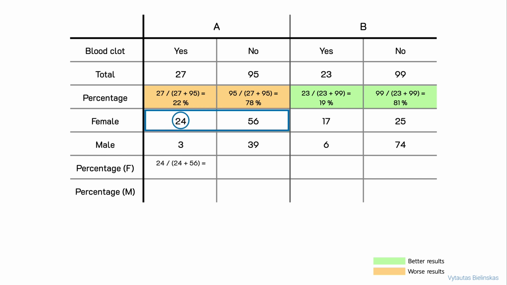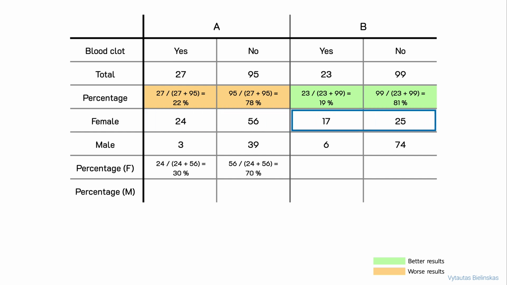24 females who got a blood clot divided by the sum of all females is 30%. And 56 females who didn't get a blood clot divided by the sum of all females is 70%. So here we have 30 versus 70%. For drug B, 17 females who got a blood clot divided by the sum of all females is 40%. And 25 females who didn't get a blood clot divided by the sum of all females is 60%. Here we have 40 versus 60%.